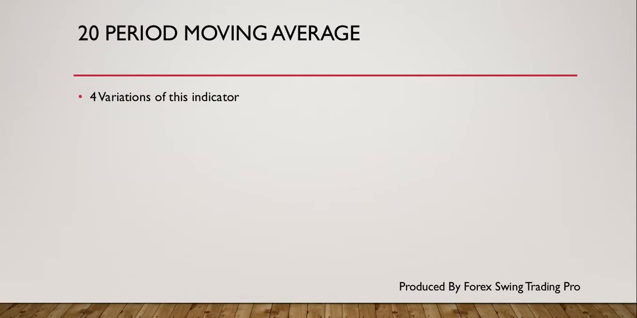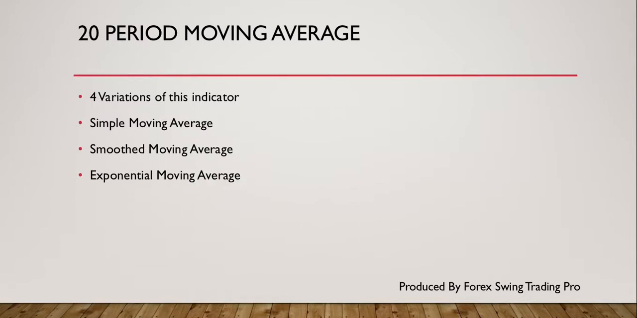Okay, now there's four variations of this indicator. The first one being a simple moving average, a smooth moving average, an exponential moving average, and a linear weighted average. Now the difference between these four, or the variation, is just the way that the 20 period moving average is calculated. Okay, now for the purpose for what we're using it for, I found that there's not much difference.